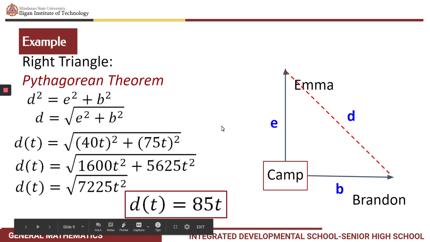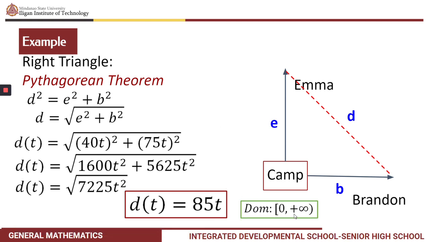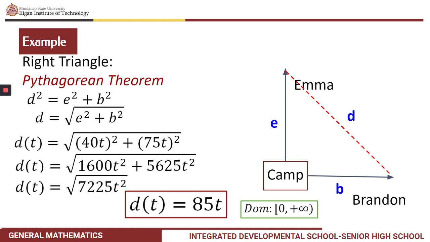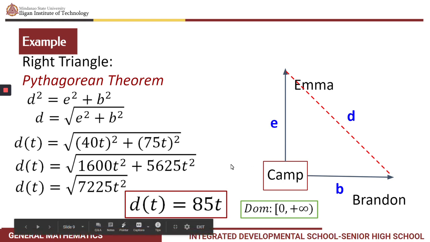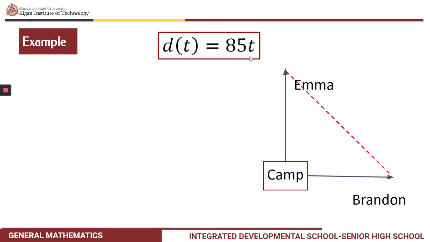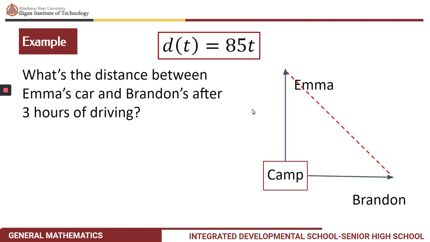Okay, let's try. The domain also here is from 0 to positive infinity. Why? Because we don't have negative distance. Diba? Alam niyo lahat. Sige. So, meron na tayong function rule or representation ng situation. Let's try to solve the distance between Emma's car and Brandon's car after 3 hours of driving.